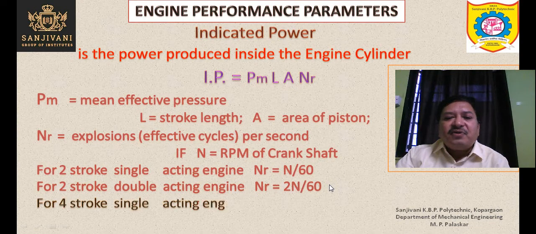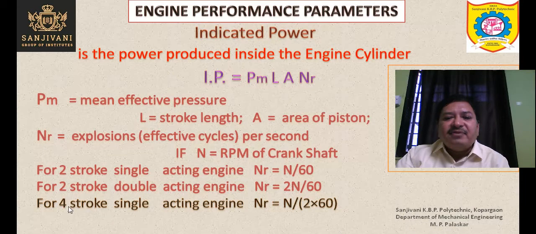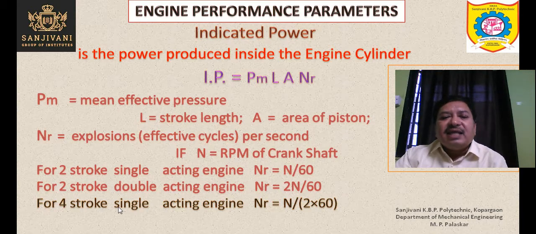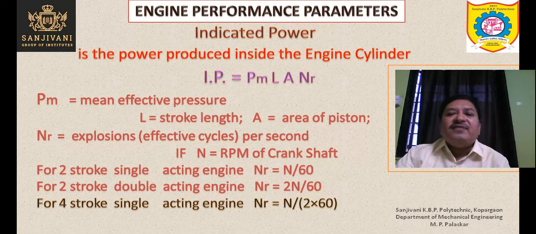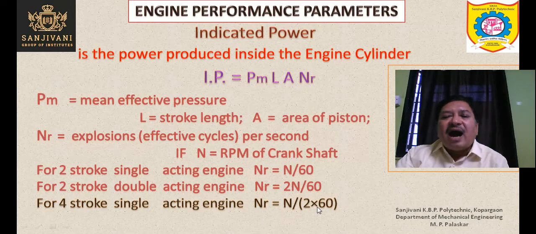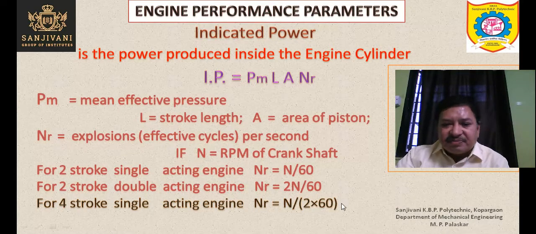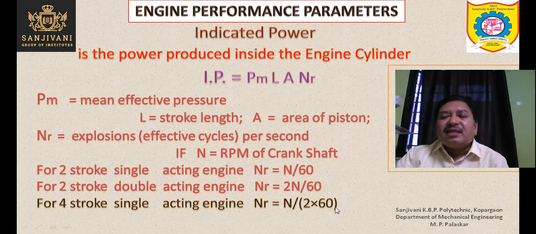Now if you compare the 4-stroke single acting engine with the 2-stroke single acting engine, you can see that in a 4-stroke single acting engine you get 1 power stroke in 4 strokes, that is 2 revolutions. So 4 strokes is equal to 2 revolutions. So in 2 revolutions of the engine you get 1 effective cycle or 1 explosion, and therefore the number of effective cycles are half the number of revolutions. So the effective cycles are less, the revolutions are more.